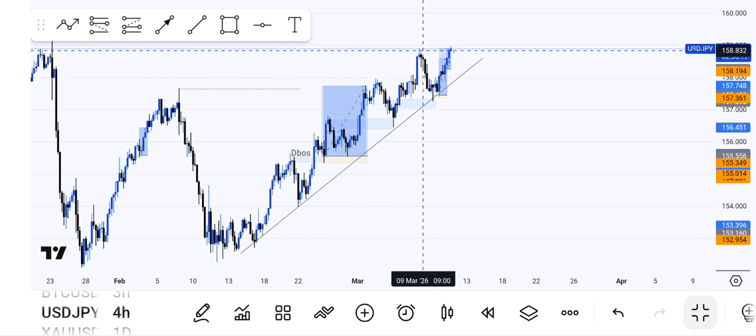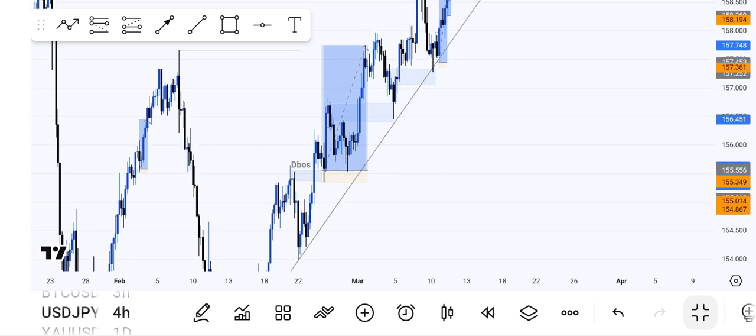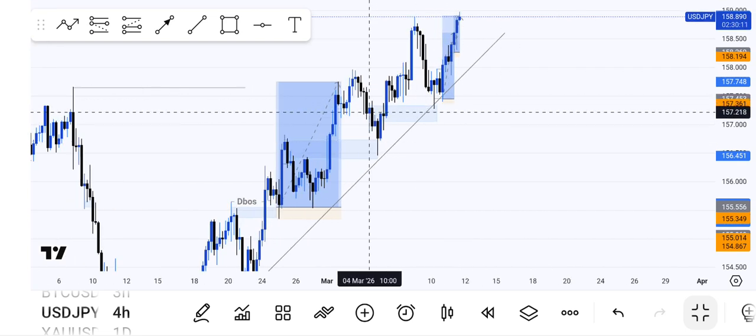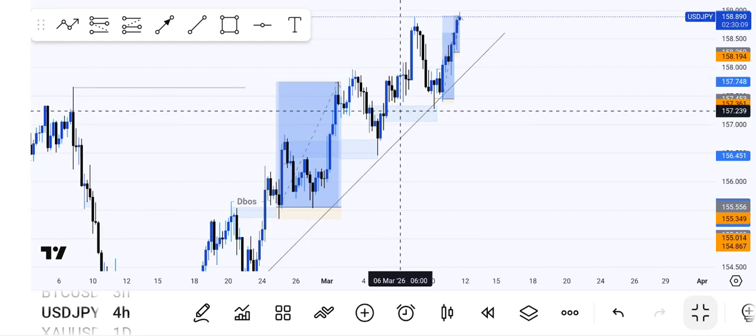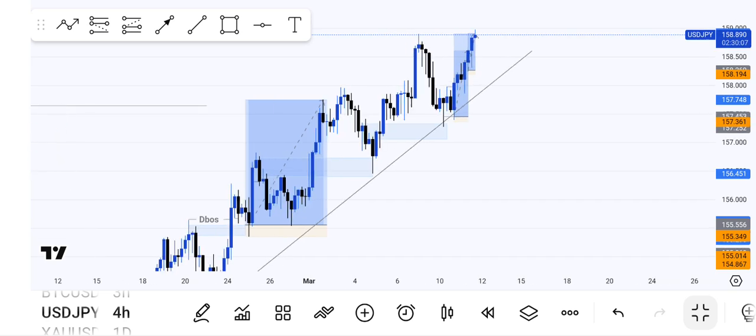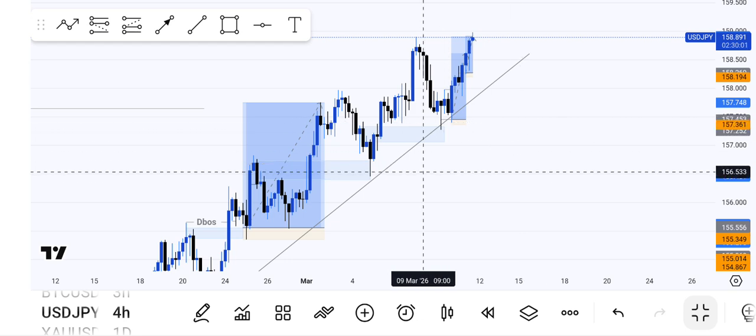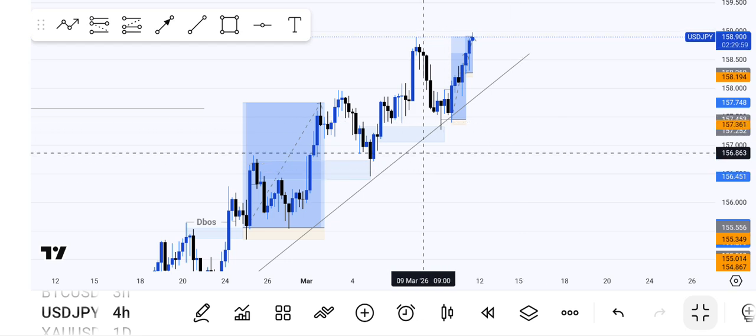So now there's a pullback here again, and I'm likely to mark out a POI. Where's the POI? This is the POI mark. This is a breaker block, a double break, an inducement right here. So now I waited patiently. I don't just enter when price taps on that place. I waited patiently for me to confirm. That is when you hear confirmation entry. This is what confirmation entry is all about.